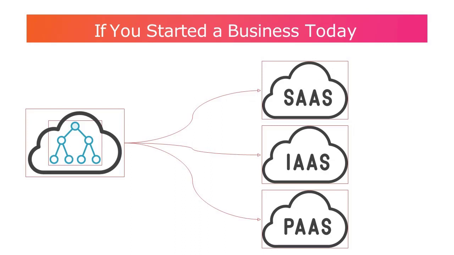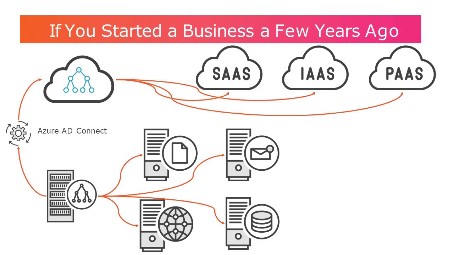If you started a business today, you would probably go fully in the cloud and go directly with Azure Active Directory, which would be the backbone of all of your cloud services, and you probably wouldn't be renting a data center or server space, everything would be mostly in the cloud. However, if you started a business a few years ago, you probably had most of your services on premises, including your Active Directory and all of your servers, such as file servers, mail servers, database servers, and so on.